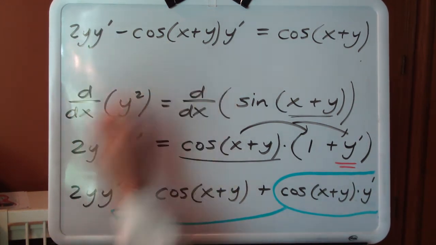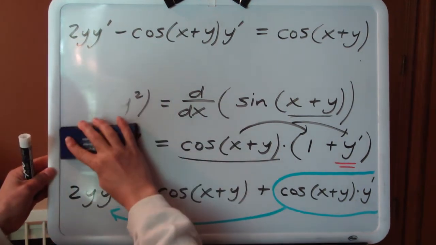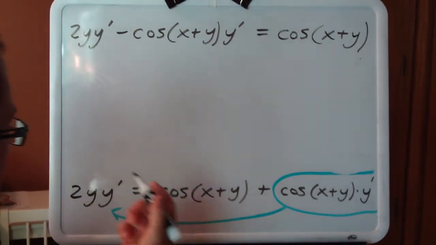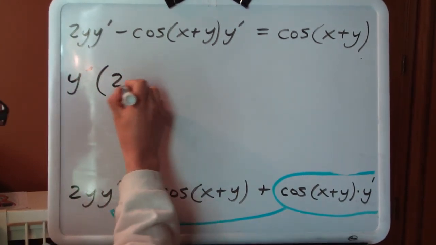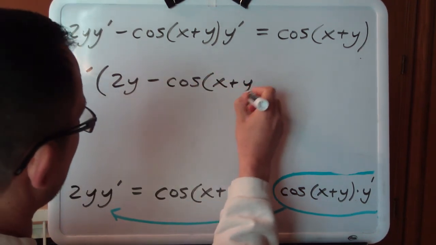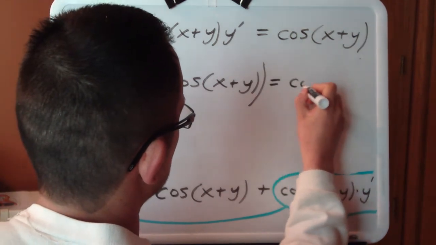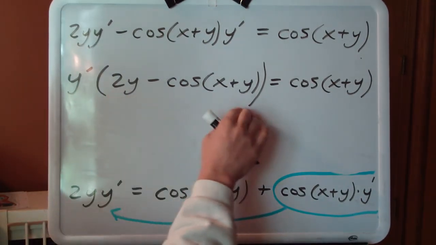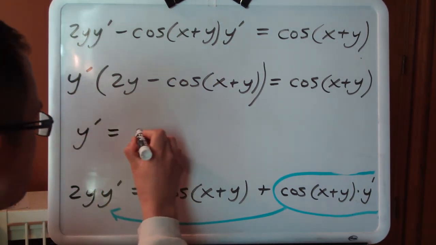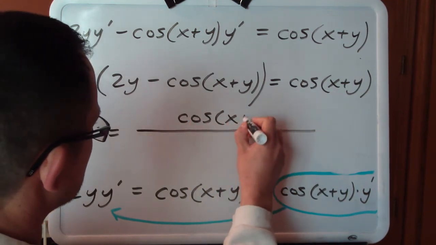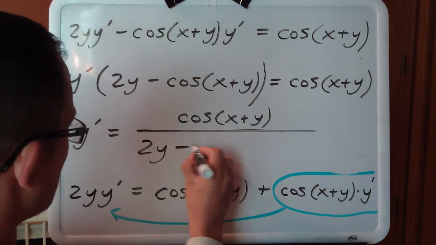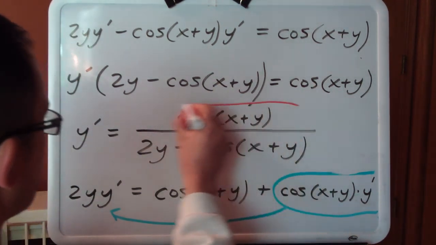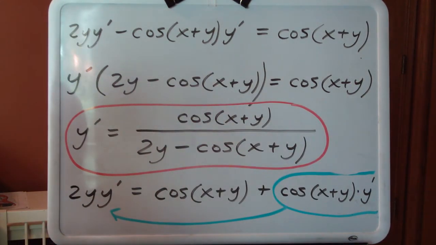And then you can see you can factor out a y prime. So the rest of the problem here is going to be algebra. So hopefully I can fit it here. So I'm going to factor out a y prime. So it'll be 2y minus this cosine term. How's that look? And then we still have this cosine term, like so. And then if you want your derivative, dy dx, you simply divide by this term in parentheses. So we have the cosine term here, and then 2y minus the cosine of x plus y. So we'll highlight this here, and that would be our answer.